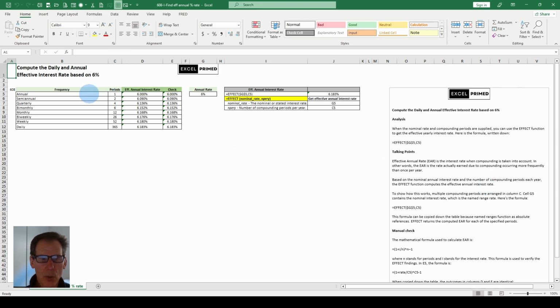Notice we have just annual compounding. The effective annual interest rate is 6%. If we have daily compounding, 6.183%.